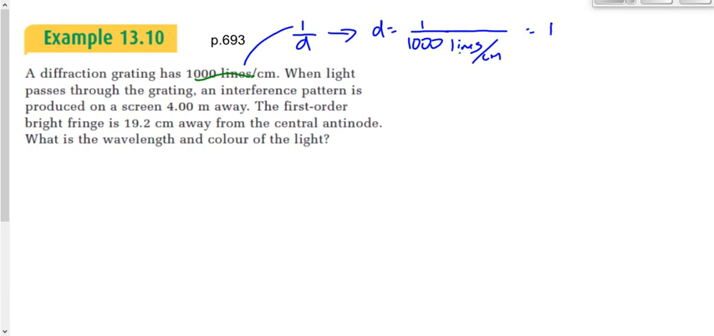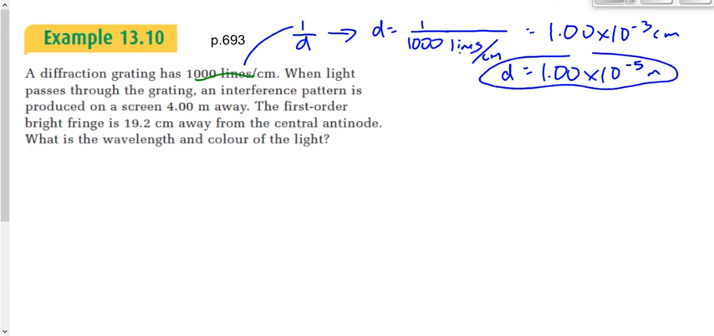When you calculate that, it ends up being 1.00 times 10 to the negative 3 centimeters, which we want to convert to meters. So we're going to make it 1.00 times 10 to the negative 5 meters. If you got lines per centimeter, lines per meter, flip it over, get d, because you've got 1 over d. And then convert it to meters after that. So there's the value of d.